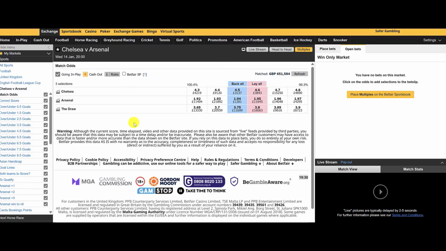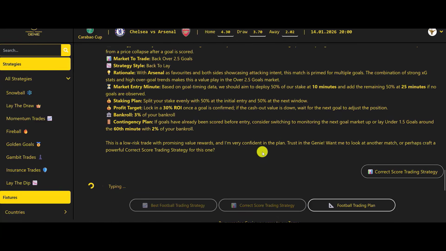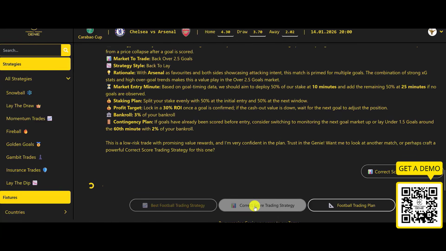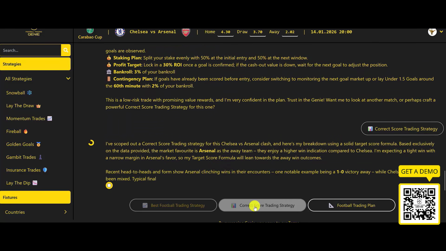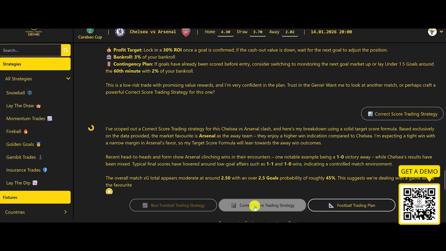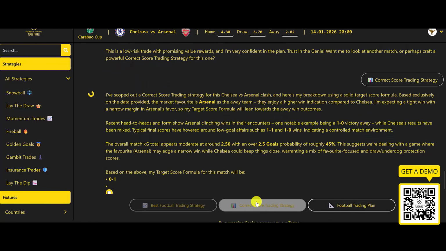So we're going to trade the correct score market on this match with Chelsea against Arsenal. And so we are plugging this in to the Football Trading Genie. We're going to click on the correct score trading and see the target score formula that it's going to give us. And let's take a look and see what it's going to generate.